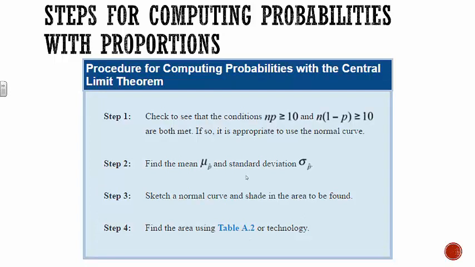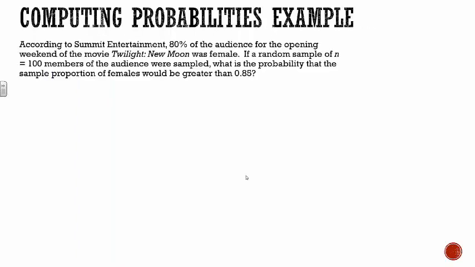Alright, so what we're going to do is we're always going to check to make sure that we can approximate it normal. If we can, then we'll use our normal curve. We'll find our mean and our standard deviation, sketch our curve out to kind of get a visual, and then use either table A or our calculators to calculate the probabilities.